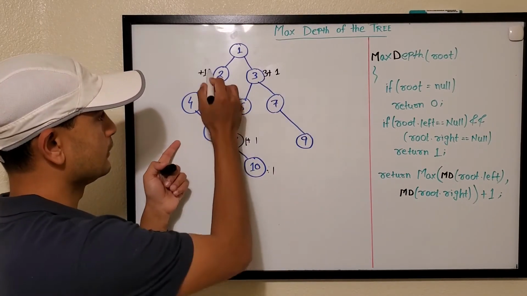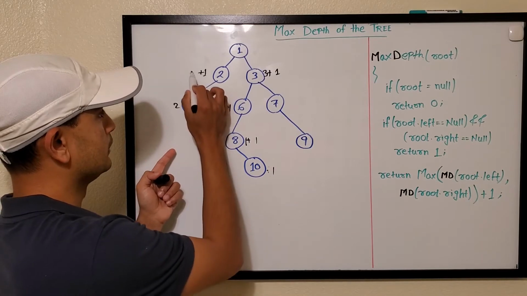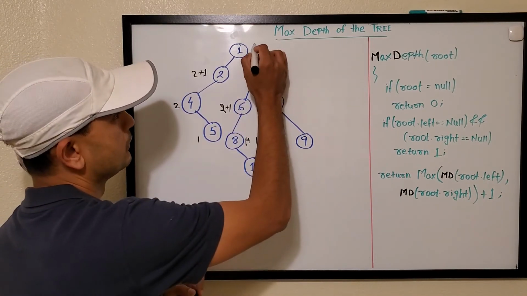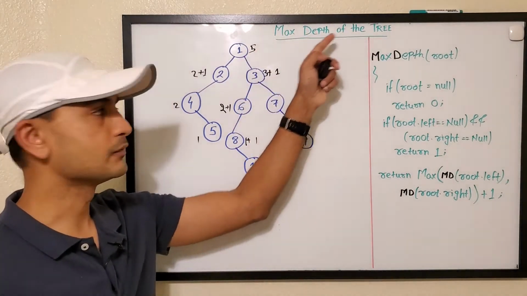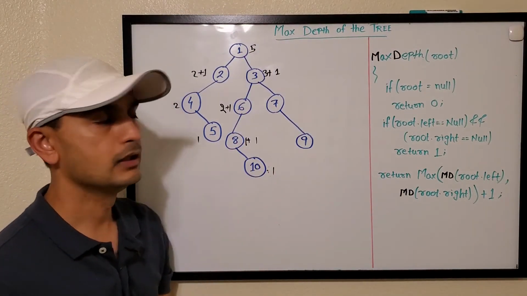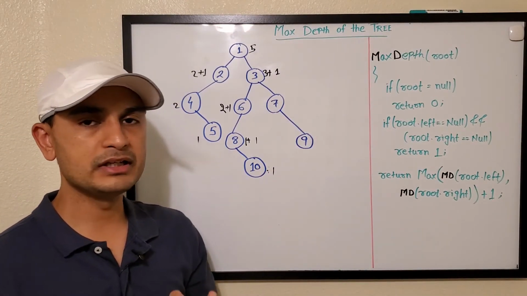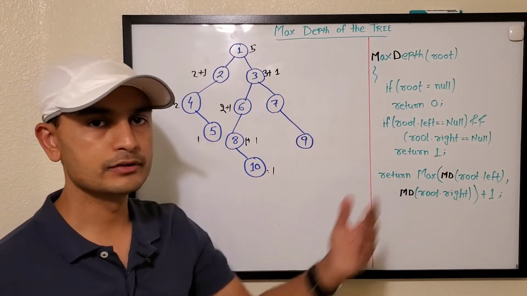Similarly, this will be 3, so whichever is maximum, this one is maximum, so this guy will become 5. So the maximum depth of the tree is 5: 1, 2, 3, 4, 5. That's the max depth of the tree. So really easy problem, a simple DFS algorithm, and recursively calling solves it.